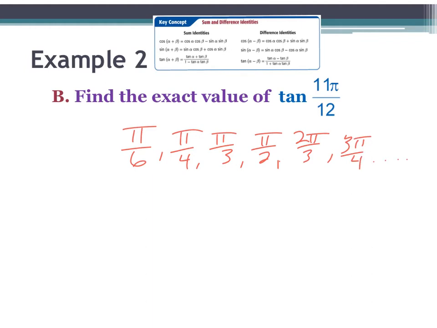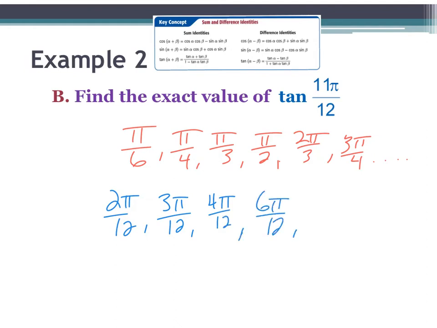So pi over 6, if I multiply 2 to top and bottom, is the same as 2 pi over 12. Pi over 4, if I multiply 3, would be 3 pi over 12. Pi over 3 can be written as 4 pi over 12. Pi over 2 would be 6 pi over 12. 2 pi over 3 can be written as 8 pi over 12 if I multiply 4 to top and bottom. And the last one, if I multiply 3 to top and bottom, I get 9 pi over 12.